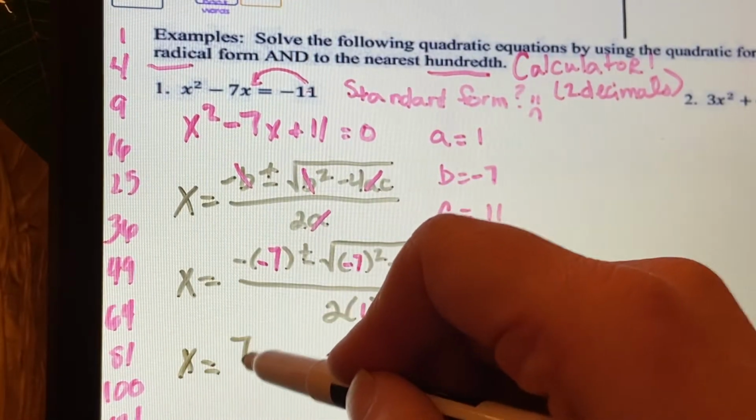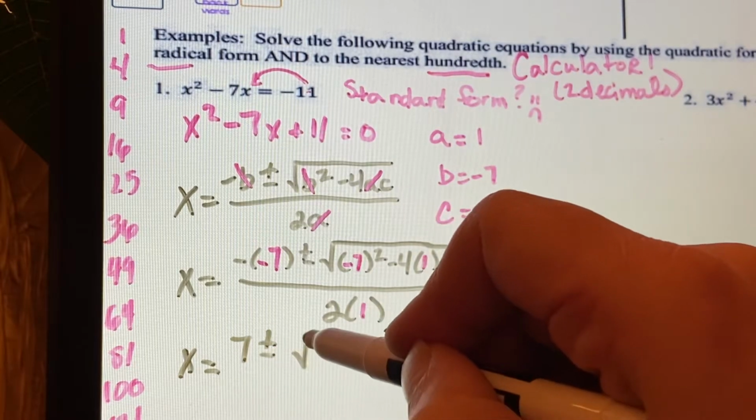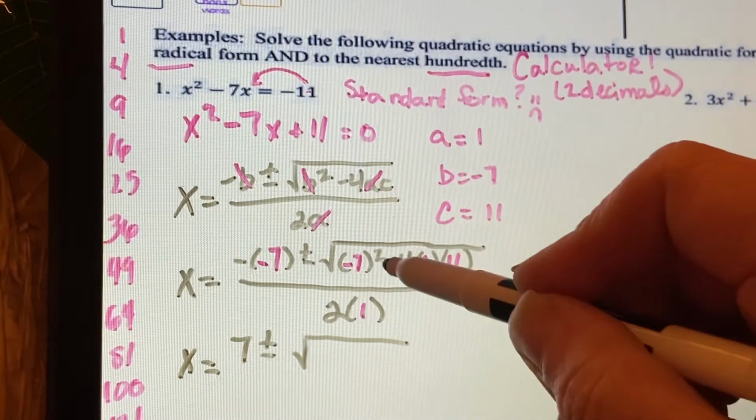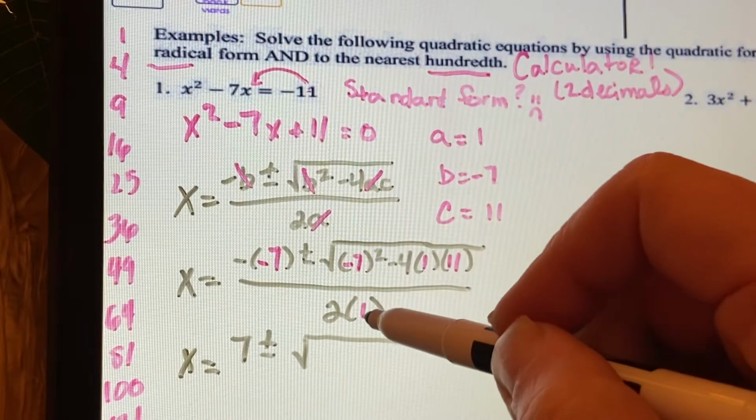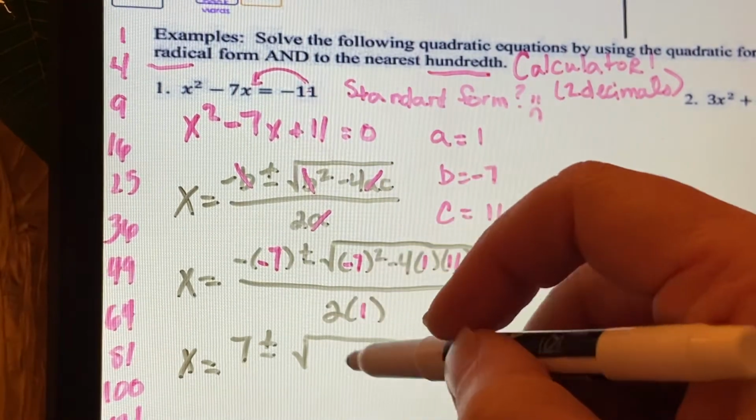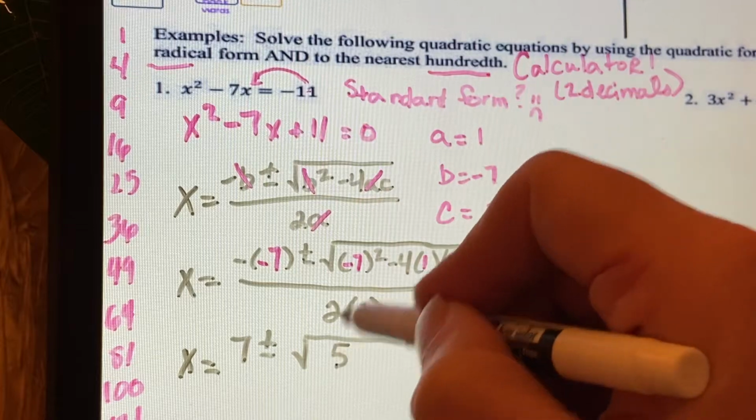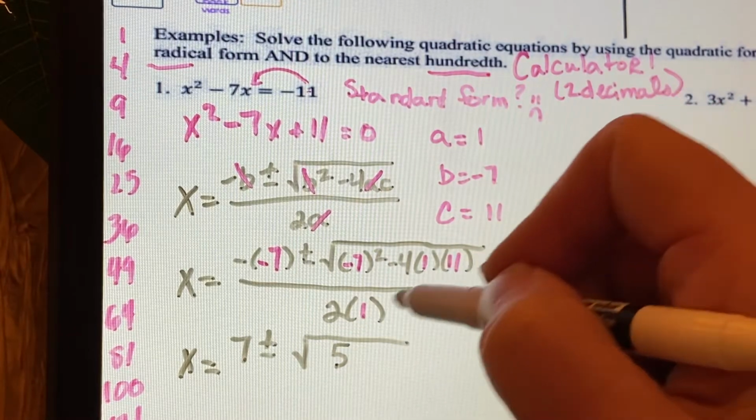Negative of a negative 7 is positive 7. You can type this into your calculator and you will get 5. That's 49 and that's negative 44, so you get 5.